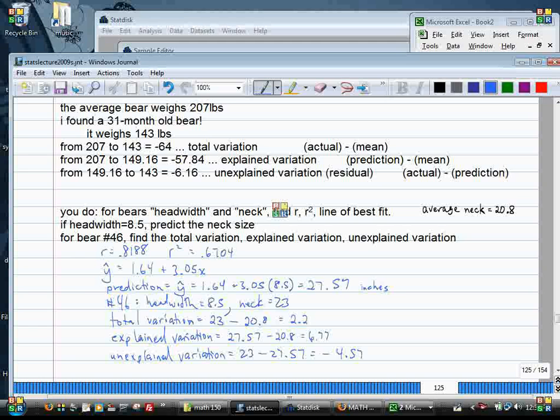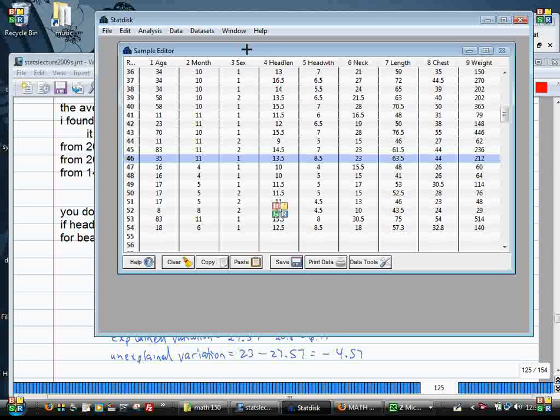And then finally, actual. Actual just means what does the bear actually have? And what neck size does the bear actually have? No, what neck size does the bear actually have? Neck for this bear is 23. Does that make more sense?